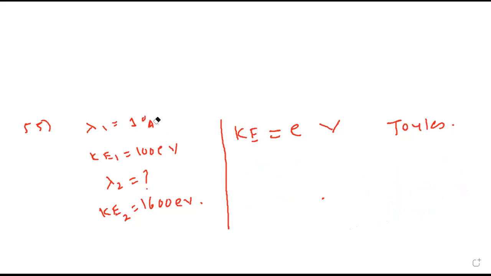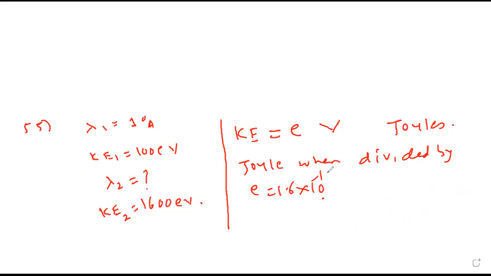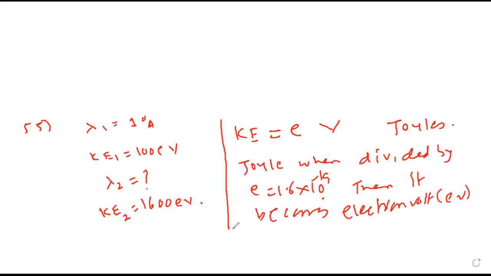I'm just writing so that you can memorize that. Joule, when divided by e, which is 1.6 into 10 raised to minus 19, becomes electron volt. So kinetic energy in joule, when I divide with e, will become electron volt. Clear?